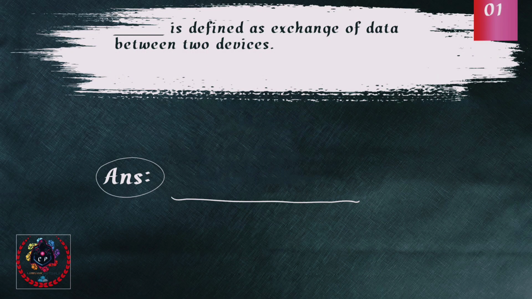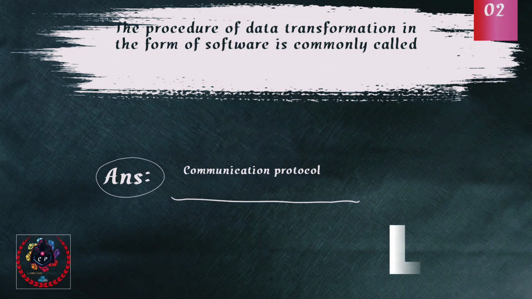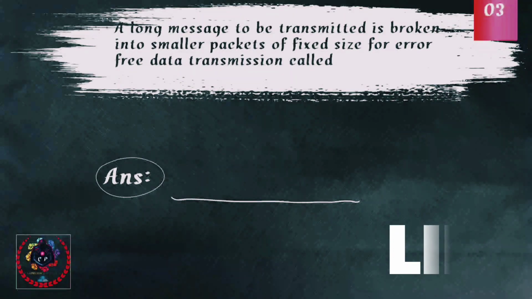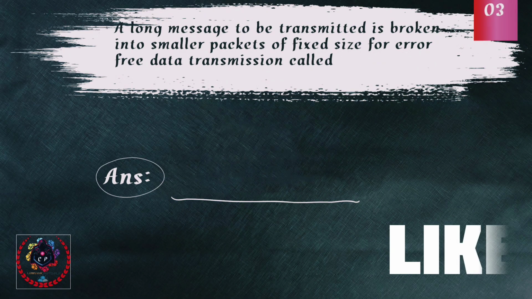Data communication is defined as the exchange of data between two devices. The procedure of data transformation in the form of software is commonly called communication protocol. A long message to be transmitted is broken into small packets of fixed size for error-free data transmission, called data sequencing.